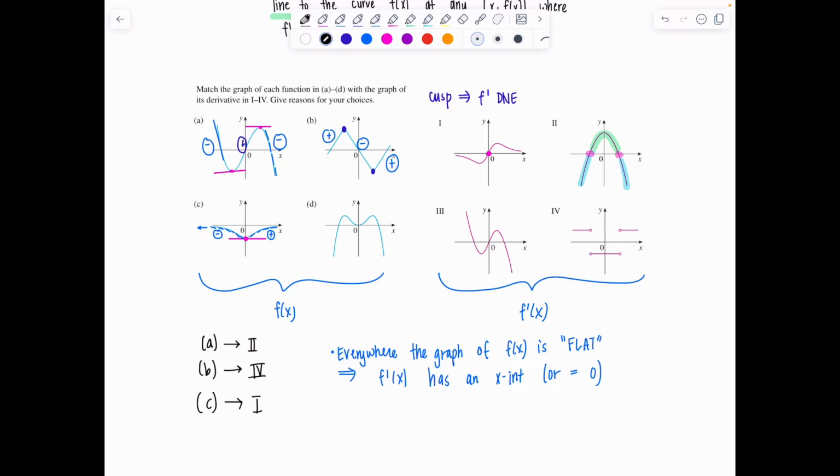Give reasons for your choices. I'm talking you through it, okay? So if you need to do this as a homework problem, then just write down what I'm saying.